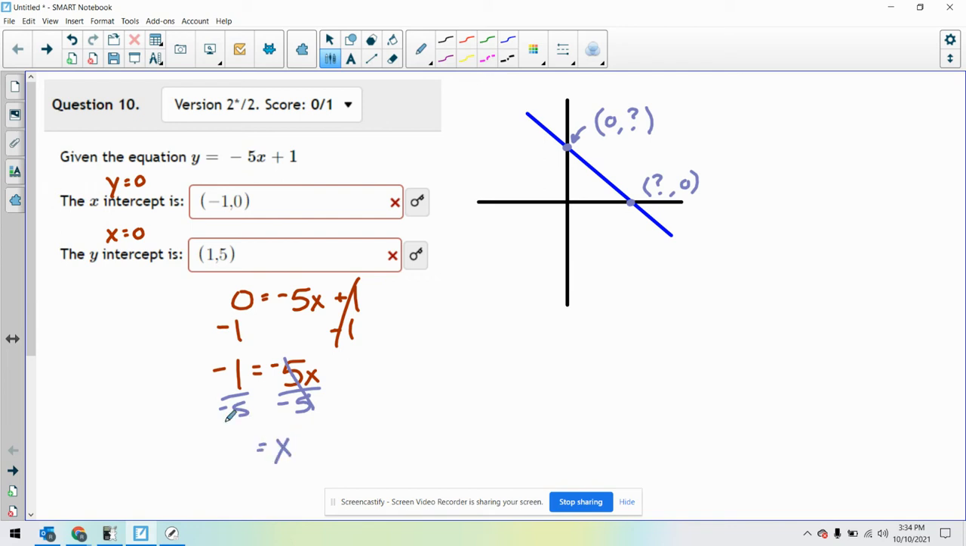So I get x equals positive, because it's negative divided by negative, 1/5. So when y is 0, x is 1/5. So this is going to be (1/5, 0). Now when I do the y-intercept, I'm just going to flip it. I'm going to let x be 0. I get y equals negative 5 times 0 plus 1. Well, negative 5 times 0 is 0, so I'm just left with y equals 1. So the y-intercept is going to be when x is 0, y is 1. So those should be your answers.